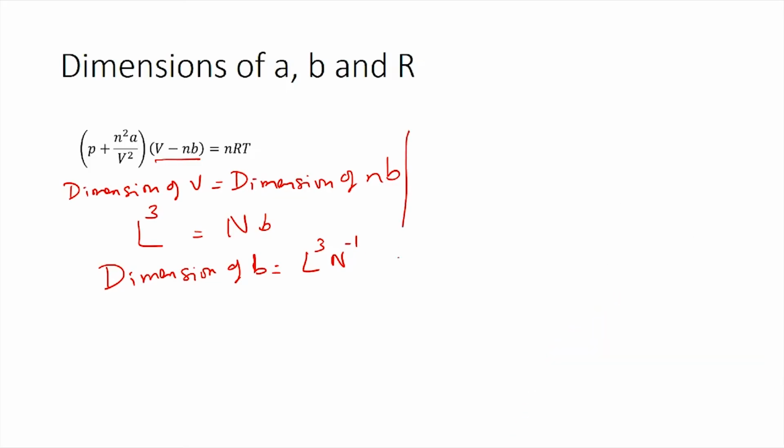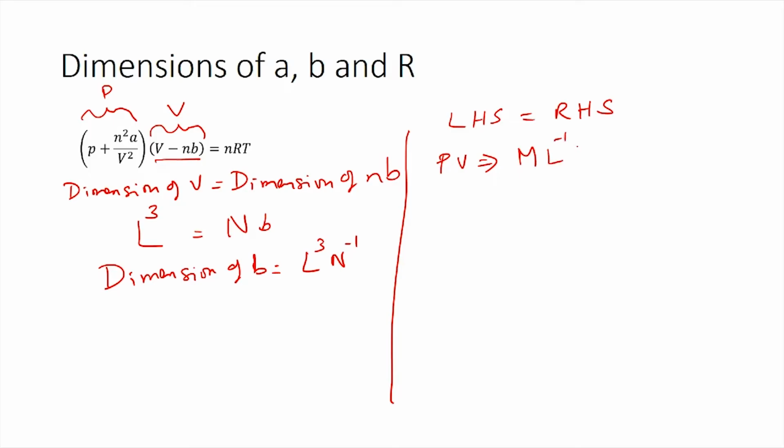So, now we can calculate the dimensions of R, using the rule that the dimensions of the left hand side should be equal to the dimensions of the right hand side. The left hand side is basically the dimensions for pressure, which is the first term, and the dimensions for volume, which is the second term. So, the left hand side is P times V, which is pressure, m L minus 1 T minus 2, times volume, L cube, giving you dimensions of m L square T minus 2. So, the right hand side should also have the same dimensions.